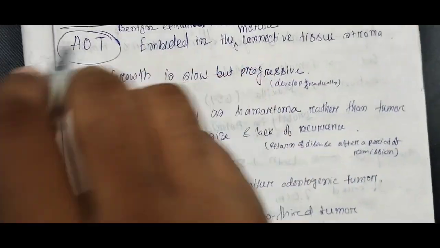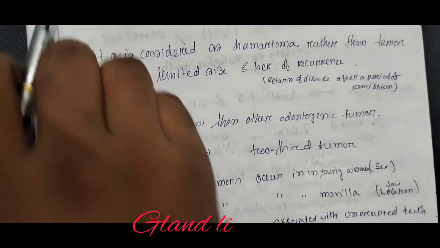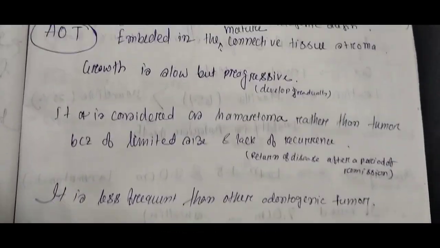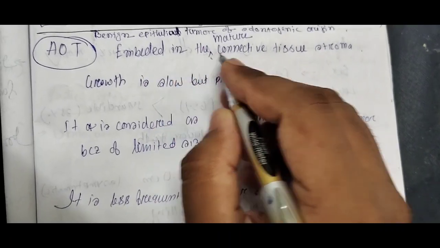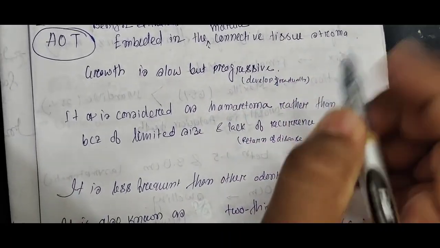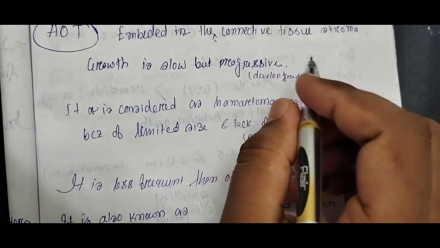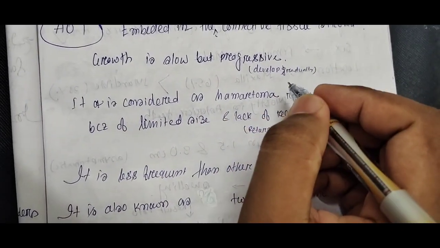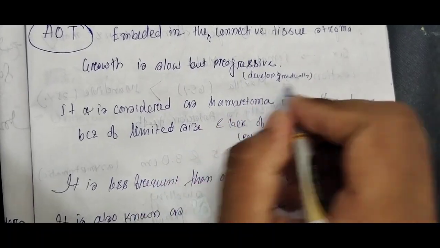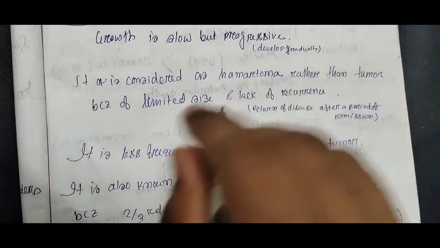At first, what is the adeno? Adeno means gland-like structure, leading to the formation of ducts. This is an epithelial tumor. Besides, it's embedded in the connective tissue stroma. The growth of this tumor is slow but progressive. That means it develops gradually.